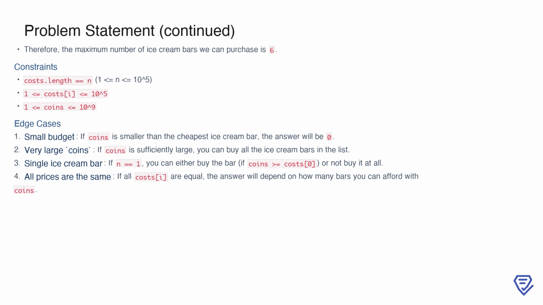For edge cases, if your budget is smaller than the cheapest bar, the result will always be 0. On the other hand, if the budget is very large, you can afford to buy all the bars. If there's only one bar, whether you can purchase it depends solely on whether its price is within the budget. Similarly, if all prices are identical, the solution will depend on how many bars fit within the budget. These constraints and edge cases help us better understand the problem and prepare for various scenarios during implementation.